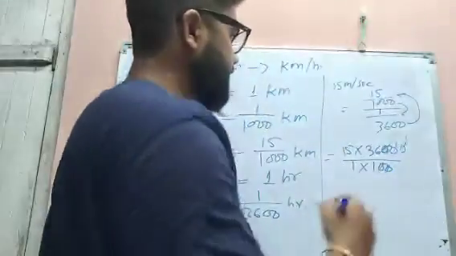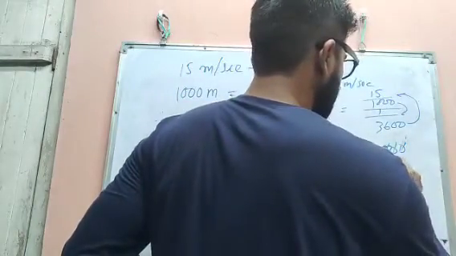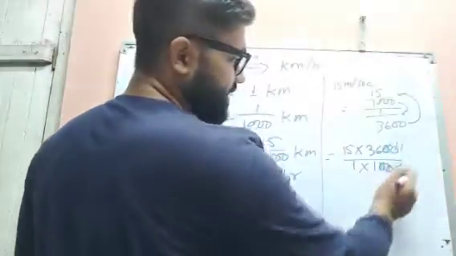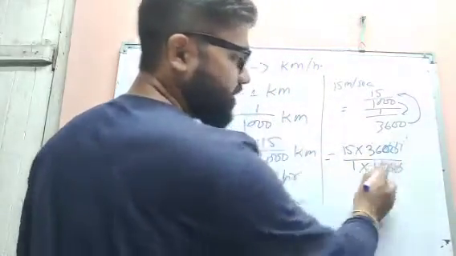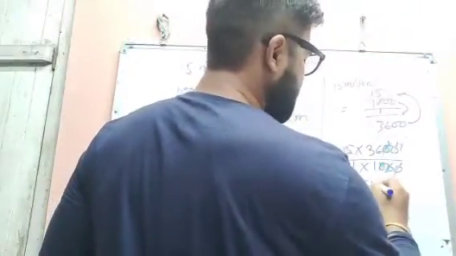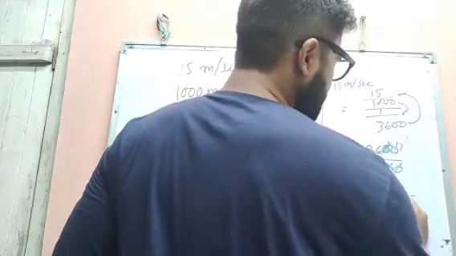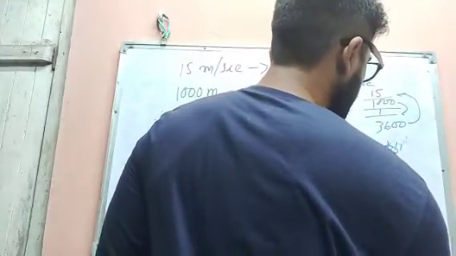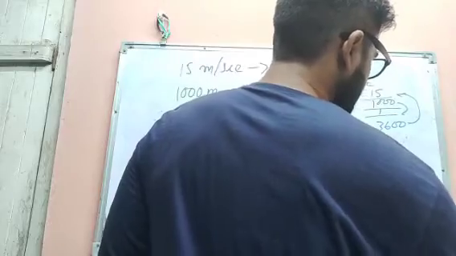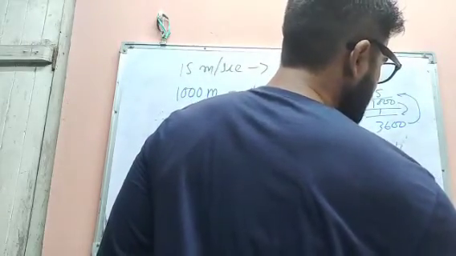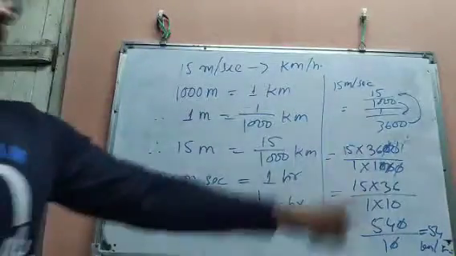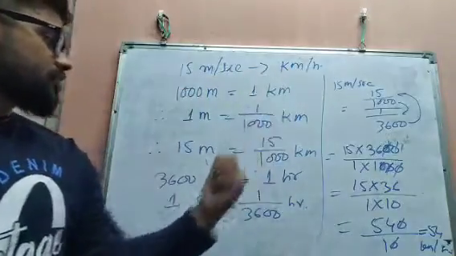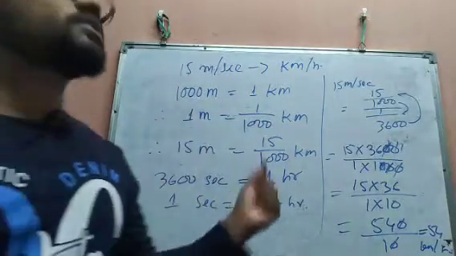Two zeros cancel, so here it is 10, and in 3600 these two zeros are cancelled, remaining only 36. That means you will have 15 into 36 divided by 1 into 10. So 15 into 36, you will get 540, divided by 10, and you will get 54 kilometers per hour. This is how we have to do the calculation when we are asked to convert from kilometer per hour to meter per second and meter per second to kilometer per hour.